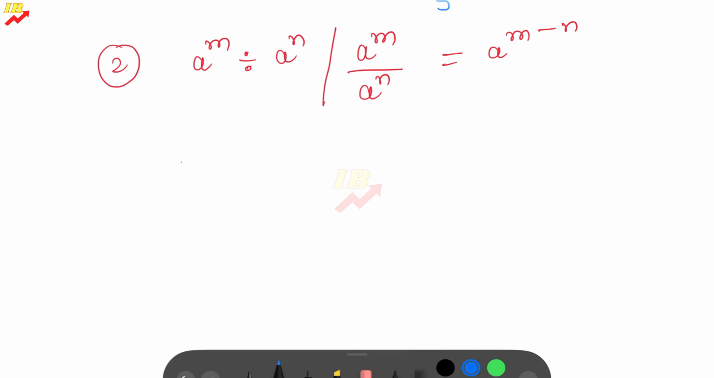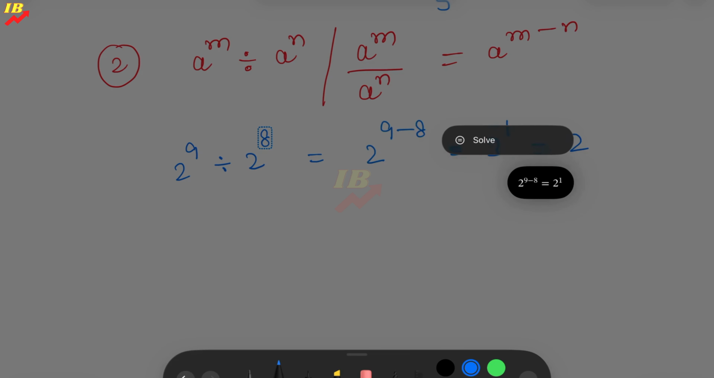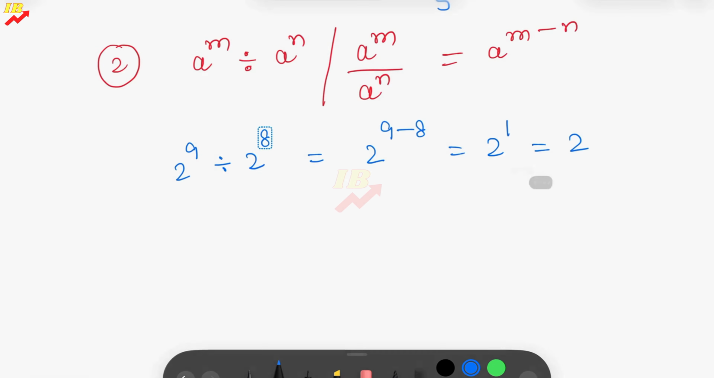If I'm writing 2 to the power 9 divided by 2 to the power 8, okay, that is very straightforward, which is 2 to the power 9 minus 8, which gives you 2 to the power 1, which is exactly equal to 2. Okay, let's take one more example.